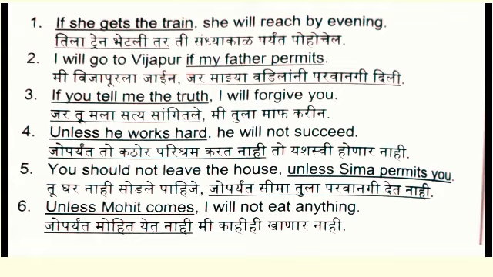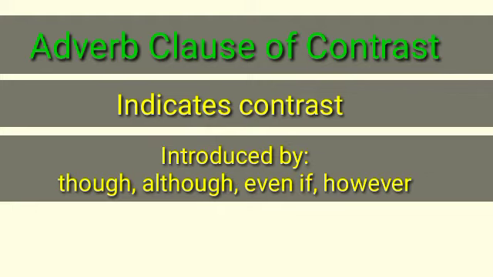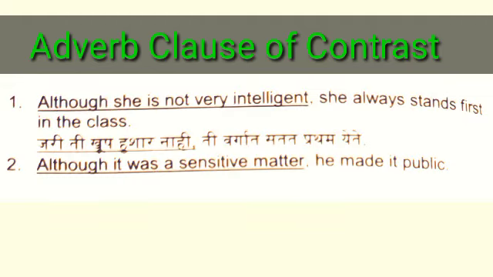Got it? Next category is that of adverb clause of contrast. It indicates the contrast of the action and it is introduced with the help of conjunctions like though, although, even if, and however. See the examples. Although she is not very intelligent, she always stands first in the class. Although indicates the contrast. So although she is not very intelligent is adverb clause of contrast in this sentence.